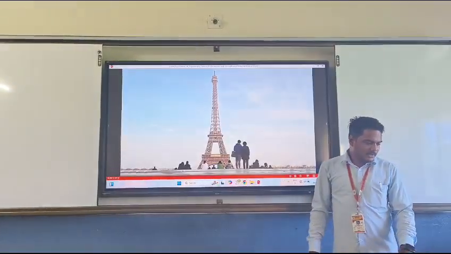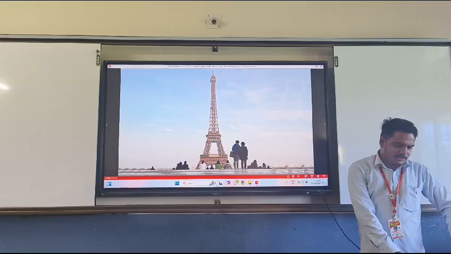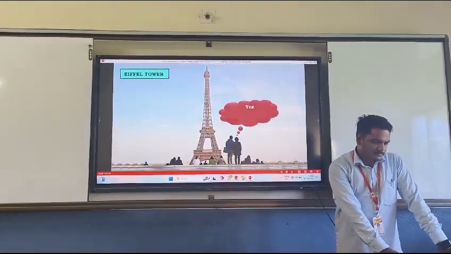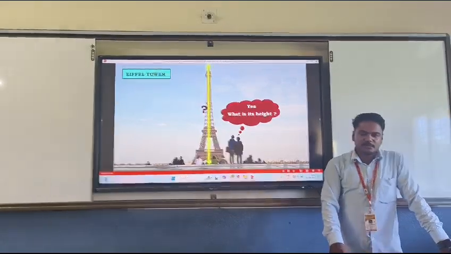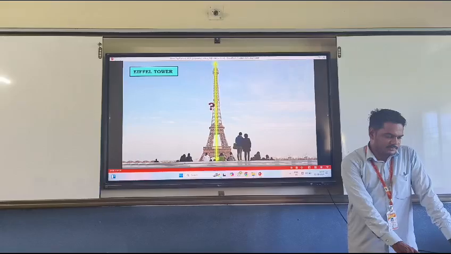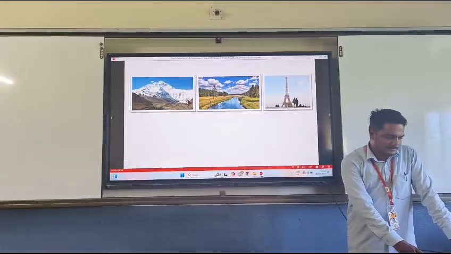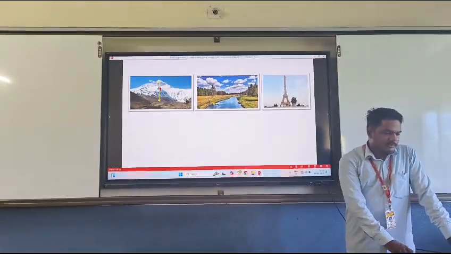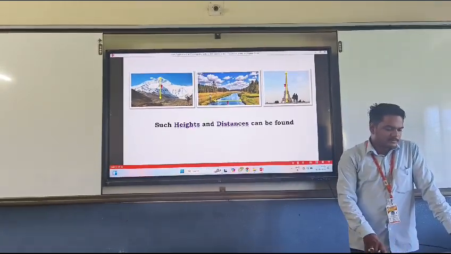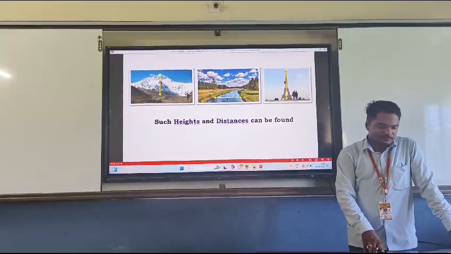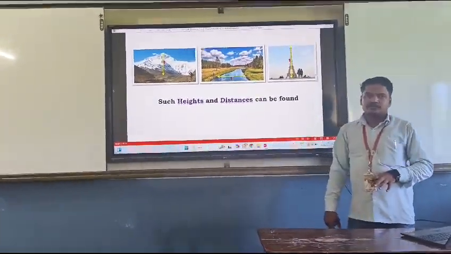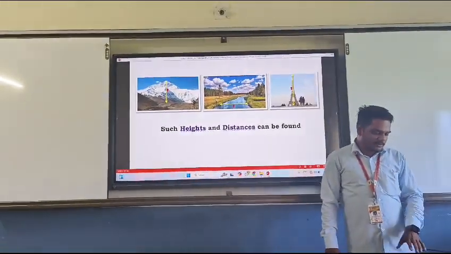Another example. Look at here, it is the Eiffel Tower. What is the height of the Eiffel Tower? Look at here. In these three cases, the first one is a height, the second one is a distance. Such heights and distances can be calculated by using the application of trigonometry.